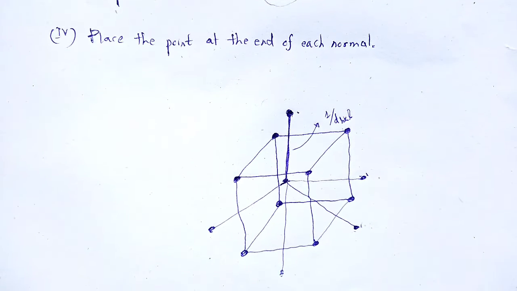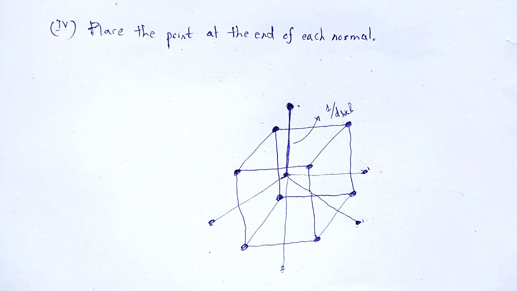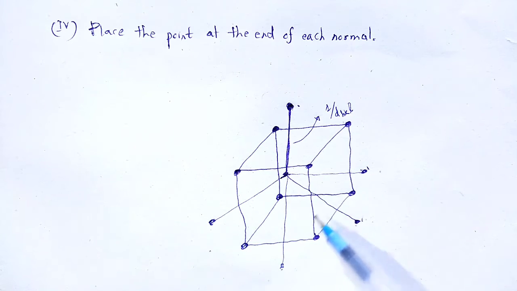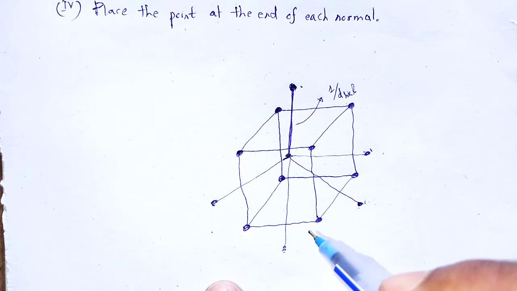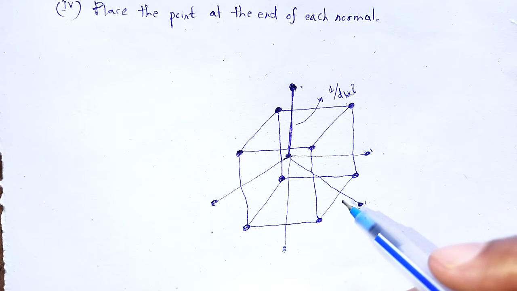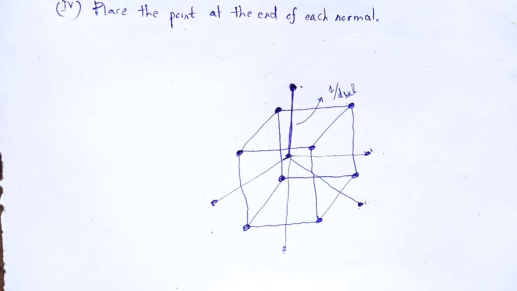Now, what will be the mathematical way to point out these reciprocal lattices? In case of direct lattices, a translational lattice vector is used, having the lattice vectors a vector, b vector and c vector.